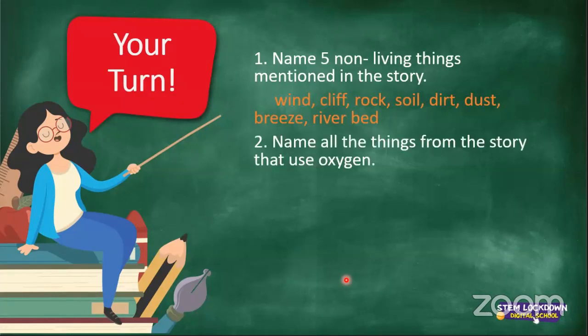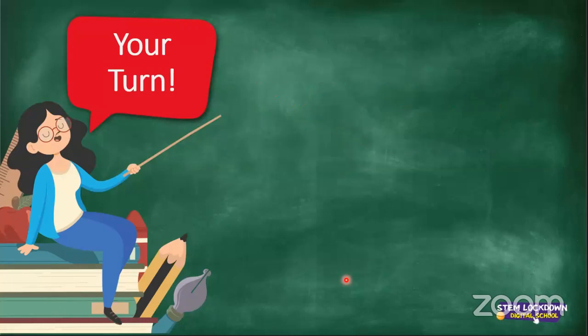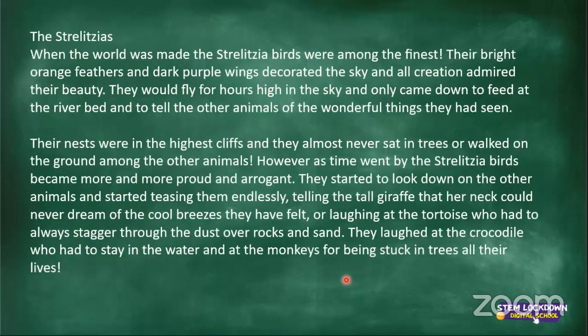Okay. Our next question. Name all the things from the story that use oxygen. I'm going to go back for you. Scan it again and then find things for me that use oxygen. If you see something, even if you only mention one. Giraffe, bird, crocodile, bird. Good, smarty class. Animals, bird. All of you are absolutely right. Turtle, yes. Perfect.